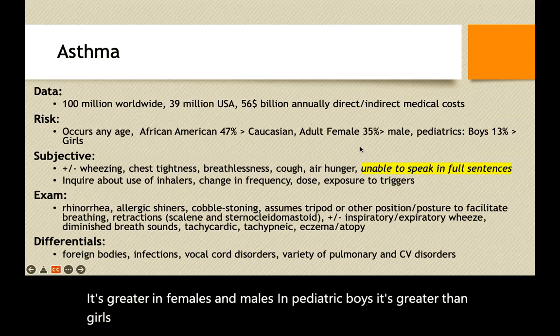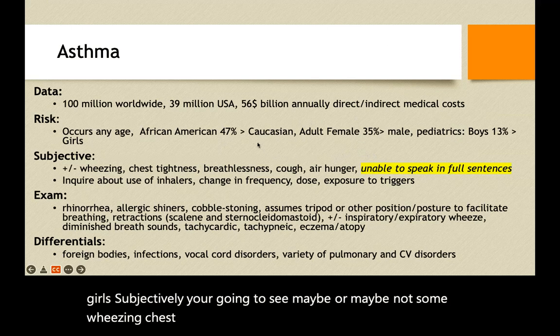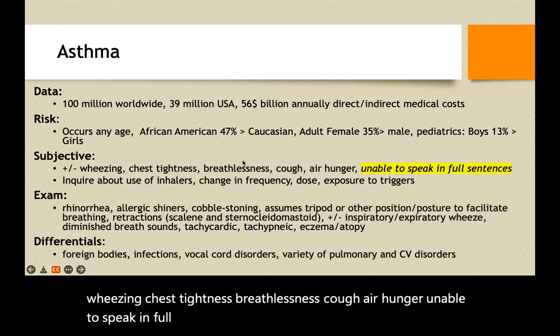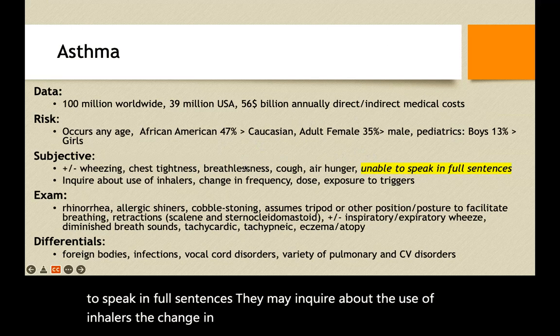Subjectively, you're going to see maybe or maybe not some wheezing, chest tightness, breathlessness, cough, air hunger, unable to speak in full sentences. They may inquire about the use of inhalers, the change in frequency, dose, and exposure to triggers.